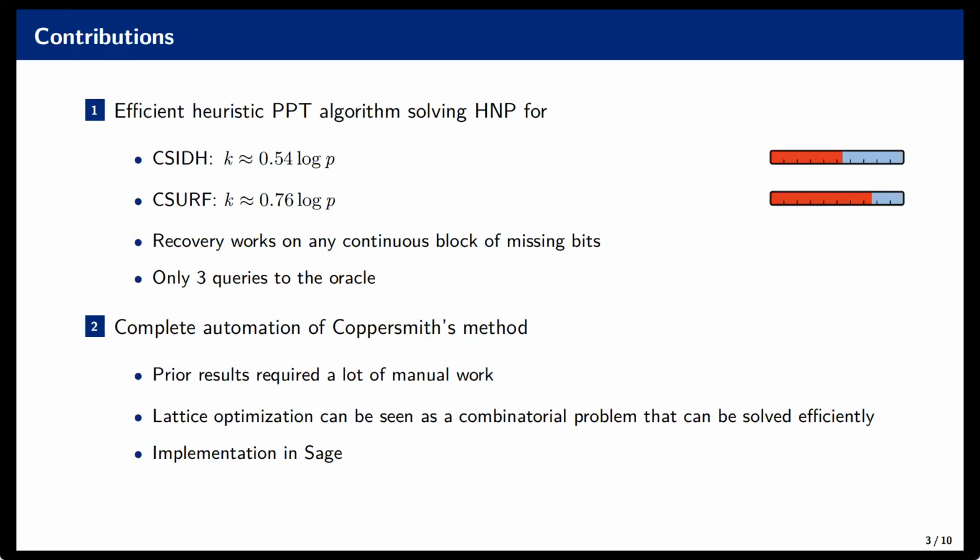Now, internally, the recovery uses the Coppersmith method, and the second contribution actually relates to this, because we were able to completely automate the code. Where in previous results, the Coppersmith method required a lot of manual work, and in particular, the choice of the shift polynomials can be quite a lot of effort, but we observed that it can be reduced to a simpler problem. And this problem can be solved. And the last thing we provide is an implementation.